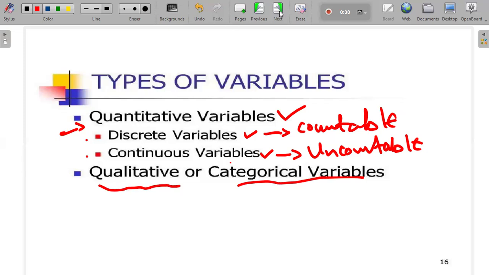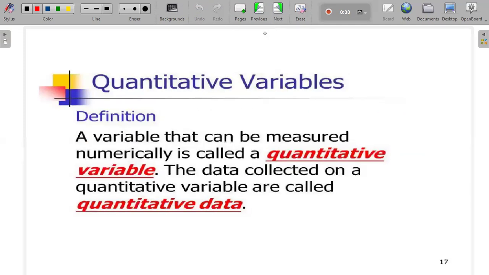Okay, if there are no questions, I'll continue to define what quantitative variables are. So we are looking at quantitative variables. Definition: a variable that can be measured numerically is called a quantitative variable. And then the data collected on a quantitative variable is called quantitative data. So a variable that can be measured numerically is called a quantitative variable.